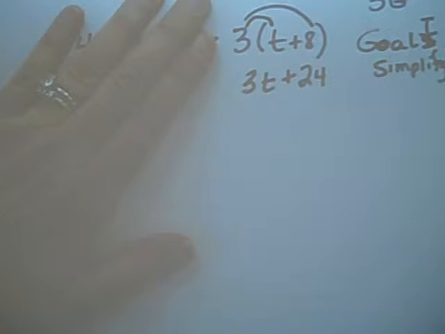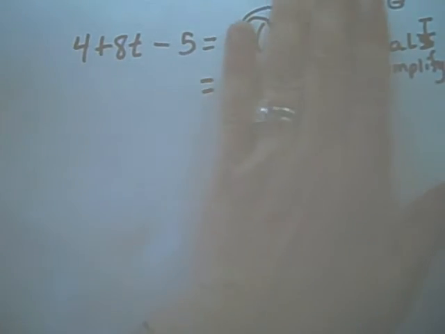Now those two terms are not like terms. This is a term with a t in it, called a variable term. This is a term without a variable, so it's a constant. They can't be collected. We're done simplifying that side. Then we don't look at this side at all. We look to the other side now.